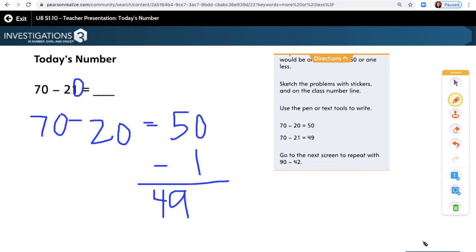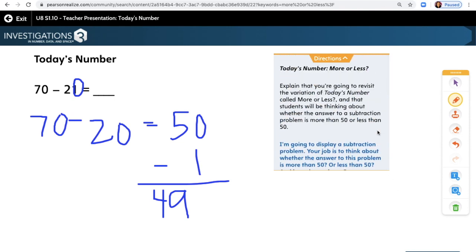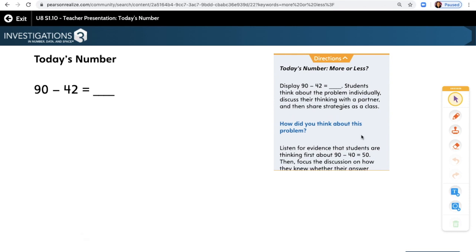Okay. So the next screen, we're going to do the same thing again with 90 minus 42. So the question is, is the answer more than 50 or less than 50? I'm going to pause the screen here, and I want you to think about your answer to this problem and subtract to find out the answer. Pause the video here so you can work on this problem now.